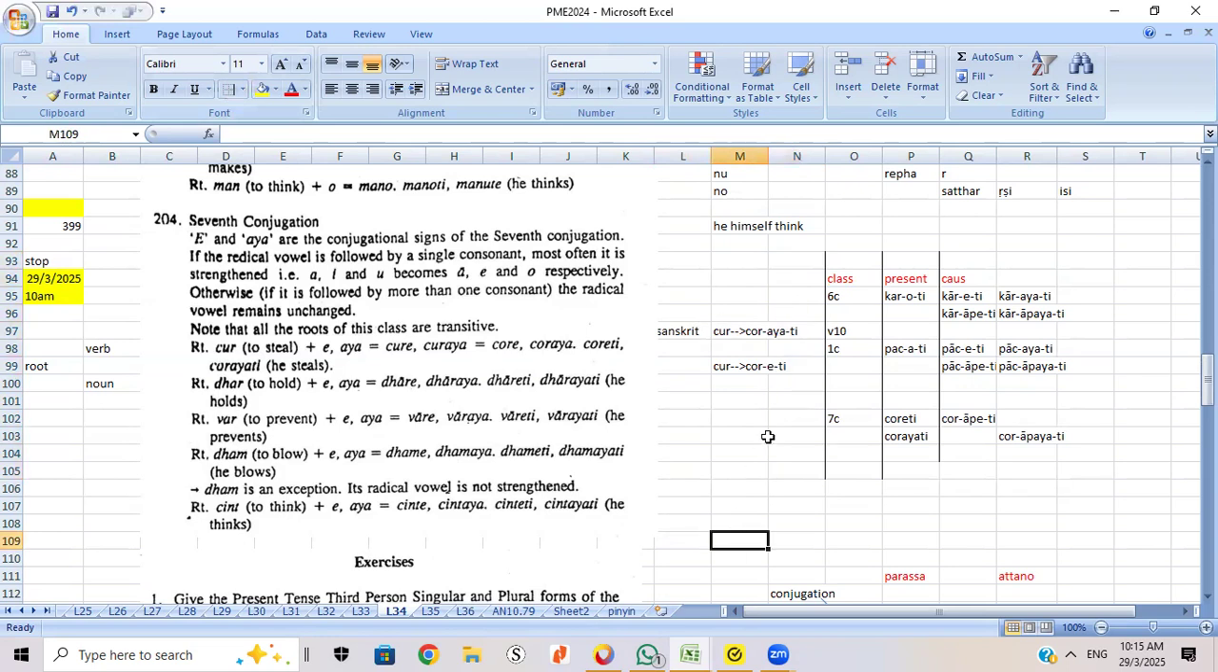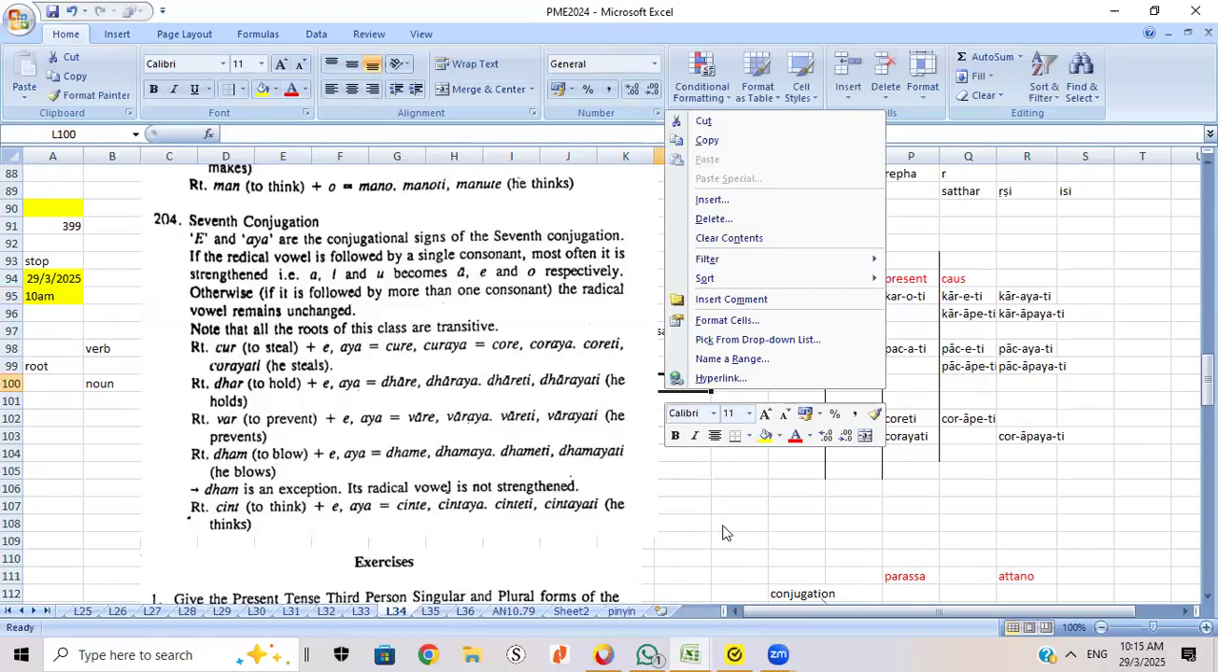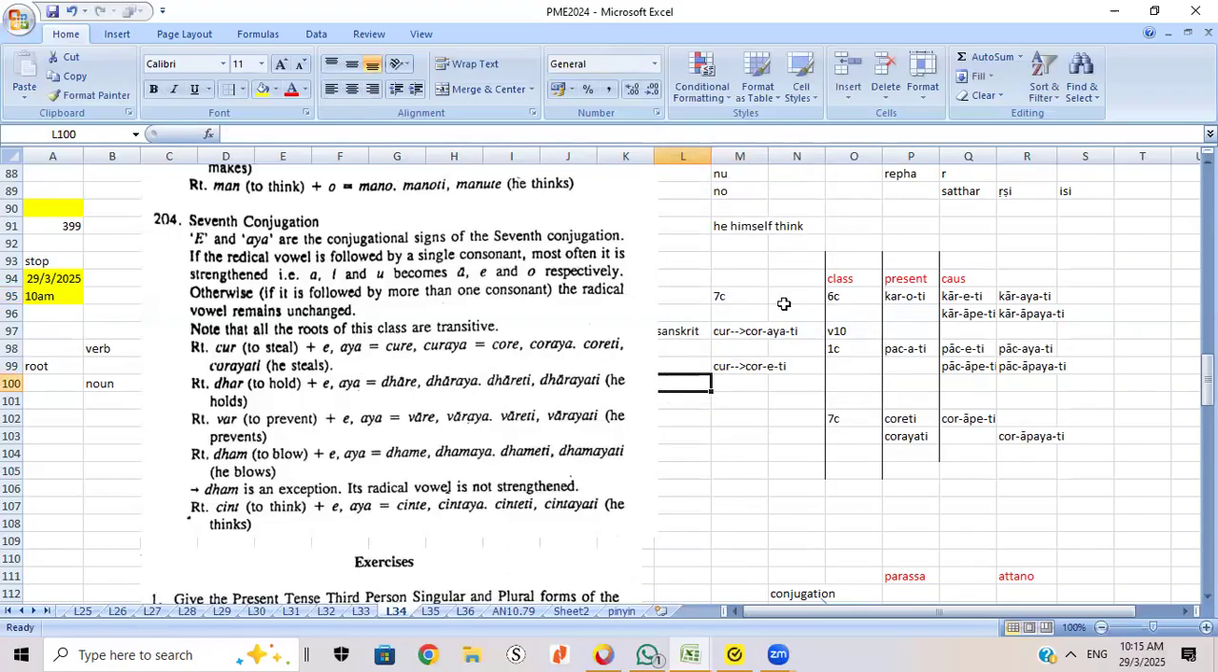Okay, this is the 7th conjugation. The affix is aya. This is one of them, aya and the a. So there are two of these. That means it's U.